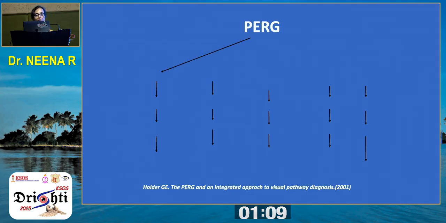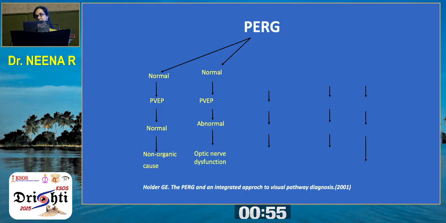A pattern ERG is what Holder et al. recommend. So if you do a pattern ERG and it is normal, follow it up with a pattern VEP. If it's normal, it's non-organic. But if the pattern ERG is normal and you do a pattern VEP and it is abnormal, then you know it's an optic nerve dysfunction. You do a pattern ERG, it is abnormal.